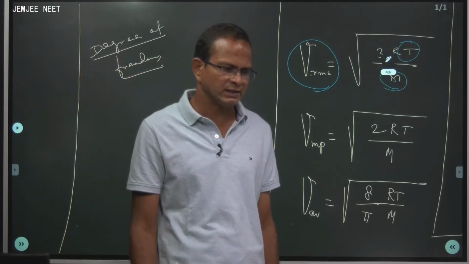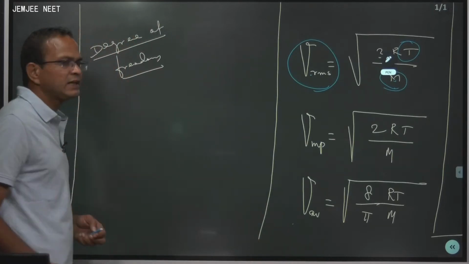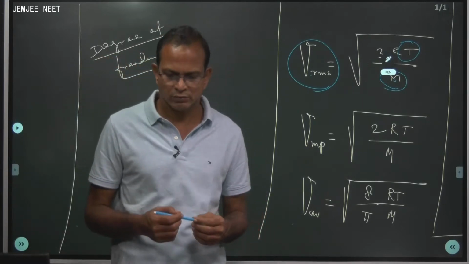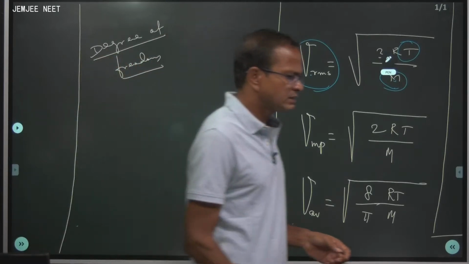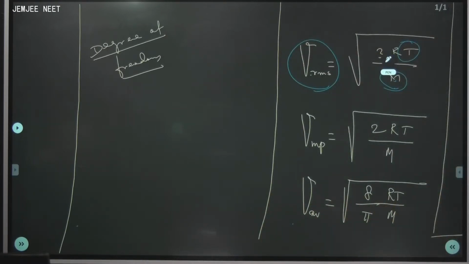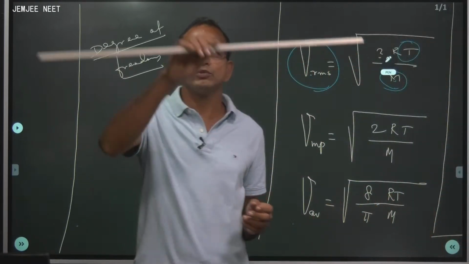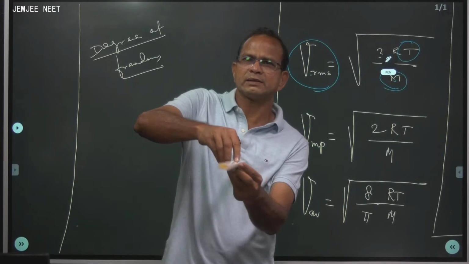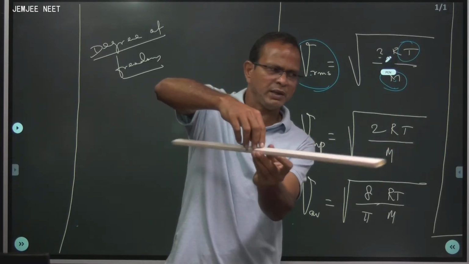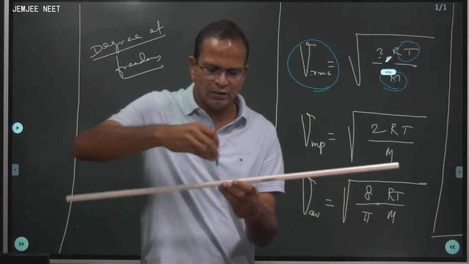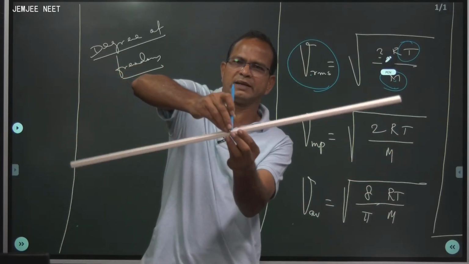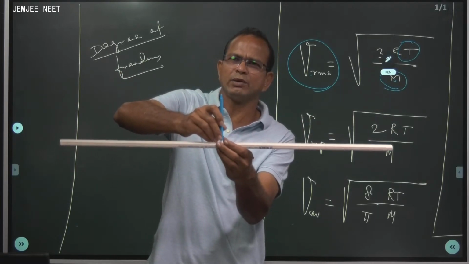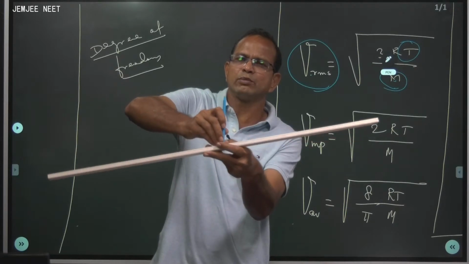Therefore, for a monoatomic gas, the degree of freedom is 3. For a diatomic gas, for example, I take this as a diatomic gas. Now it can move along the x-axis, y-axis and z-axis, all those 3, and it can rotate like this. Now it is rotating about what axis? Look at my blue pen, this is the axis. Y-axis, right? It's rotating about the y-axis.